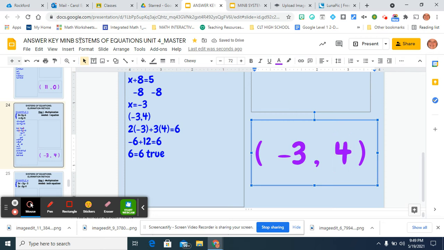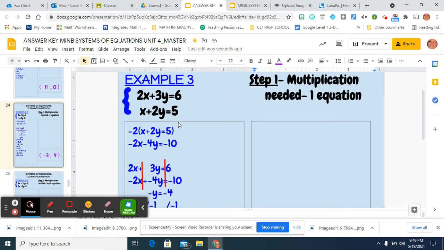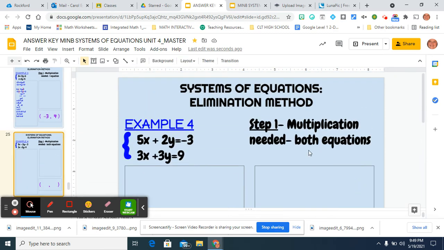So in this example, I had to choose one of the equations to multiply by, and I had to multiply by something greater than 1. And I chose the second equation because the x here has a coefficient of 1, kind of making my life easy. Now we're moving on to the last example where we're going to need multiplication, and we're actually going to need to multiply both equations.